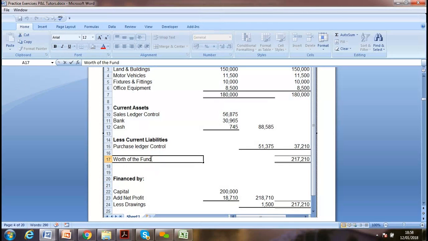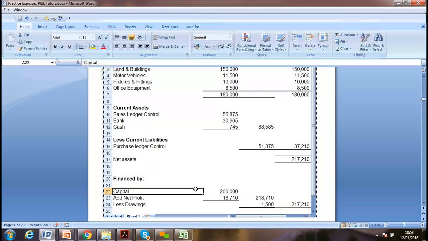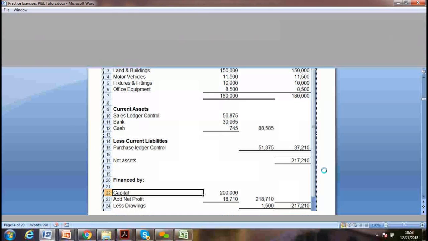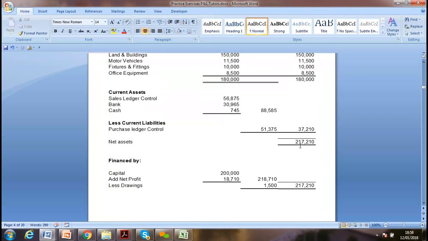We can call them net assets. Our net asset should be equal to our capital. We have a capital, we have the profit of the year. How much profit we earn, we add it. We have drawings, which means we draw money for personal use. So now my capital is 217210 and my asset is equal as well.